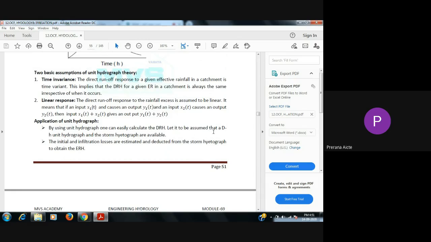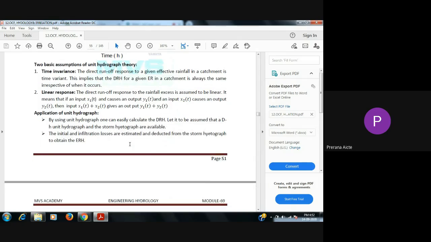Let it be assumed that a D-hour unit hydrograph and a storm hydrograph are available. The initial and infiltration losses are estimated and deducted from the storm hydrograph to obtain the effective rainfall hydrograph. ERH means effective rainfall hydrograph. What is meant by this hydrograph? The graph showing the relation between rainfall intensity versus time. For example, the initial losses are there, and then they are deducted from the storm hydrograph.